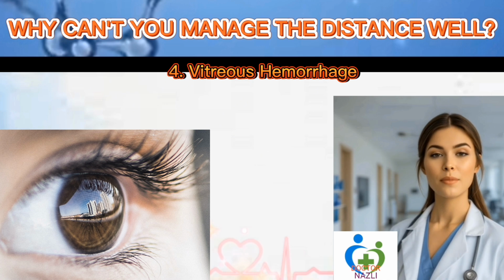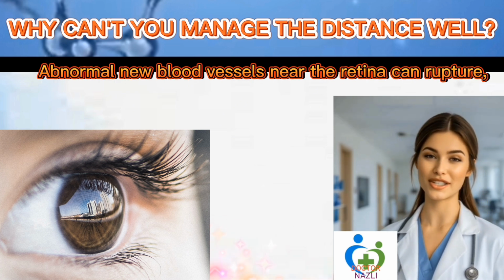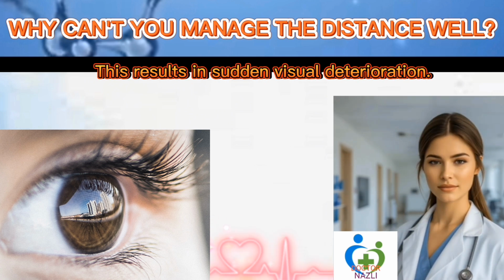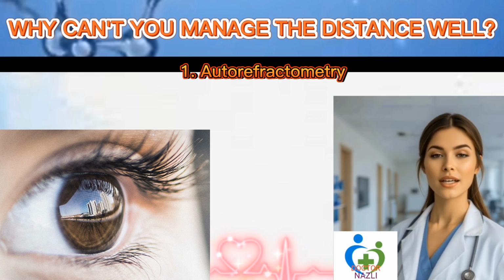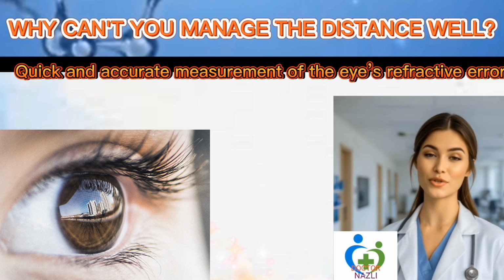4. Vitreous hemorrhage. Abnormal new blood vessels near the retina can rupture, causing bleeding inside the eye. This results in sudden visual deterioration. The diagnosis of myopia. 1. Autorefractometry. Quick and accurate measurement of the eye's refractive error.